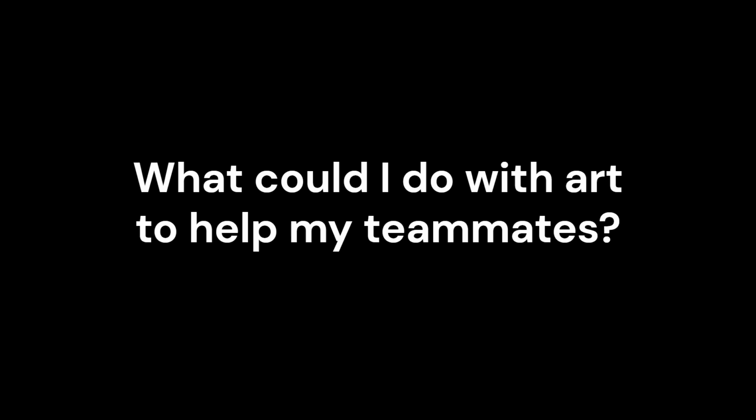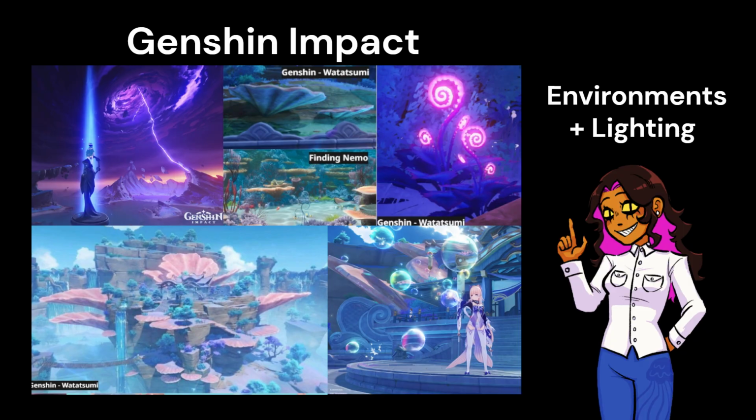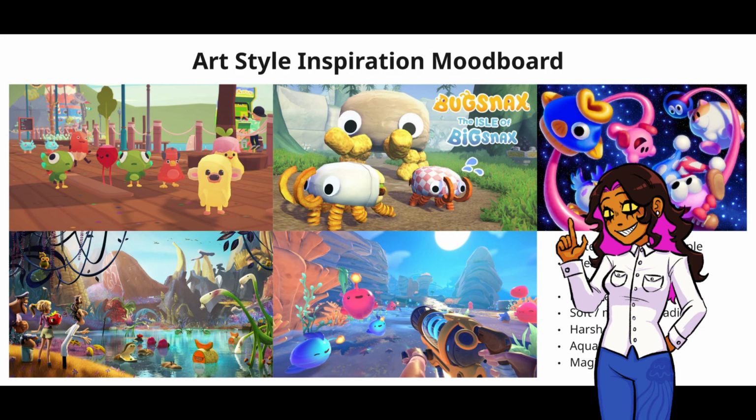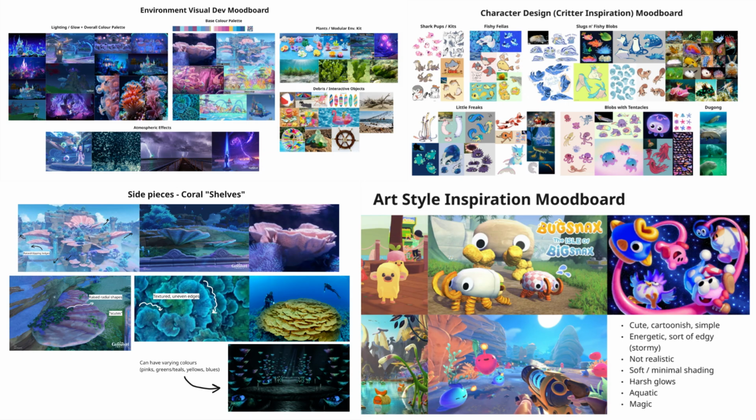I went around and asked some of my teammates what I could do with art to help them. One of them requested I create some mood boards to help them visualize how they should create some procedurally generated assets for the game. I got to work on this, and researched various games and media sources I thought would be useful. For example, Genshin Impact for its environments and lighting, Ooblets, Bugsnax, and Slime Rancher for their art styles, and movies like Finding Nemo for their coral reefs and water effects. I then showed them my work, got more constructive feedback, and applied it to create better mood boards that could be more helpful to the team.